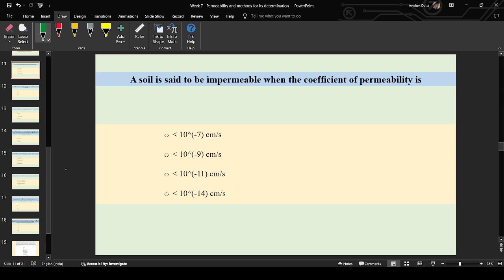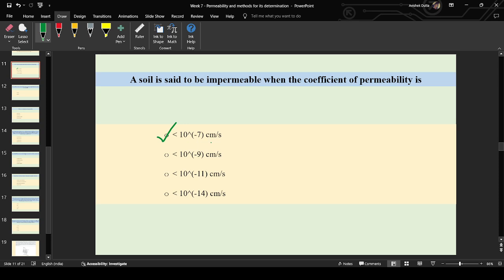I have already mentioned in a previous question that stiff clays have very low permeability, less than 10 to the power minus 6. Okay, 10 to the power minus 7 is the correct answer. Beyond that, whatever the value of K we obtain, we don't consider those soils to be permeable at all, because these are very low. This is the maximum limit, sorry, the minimum limit.